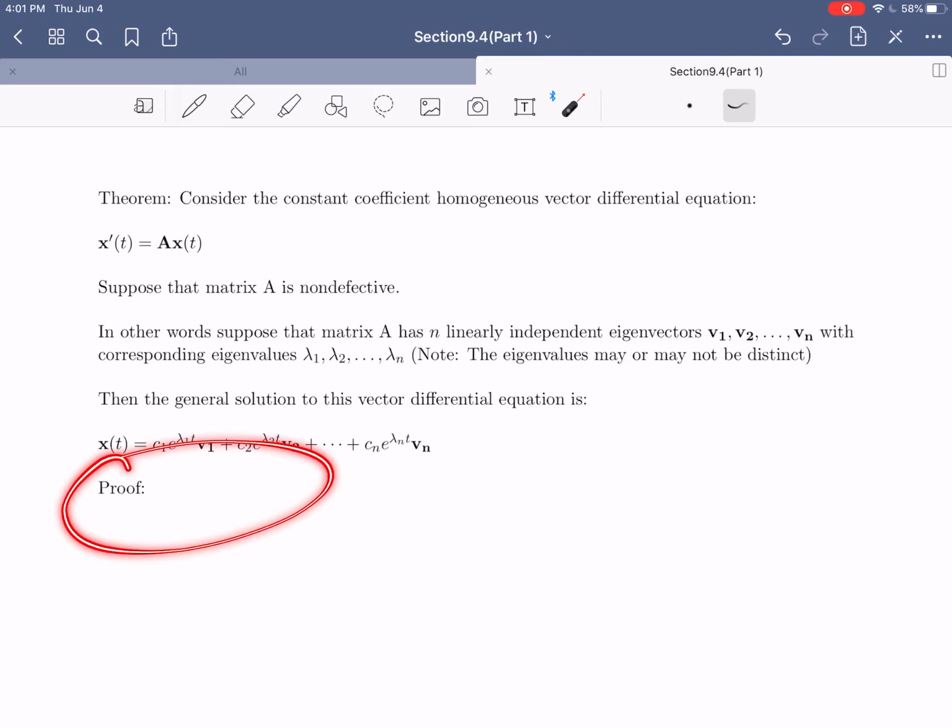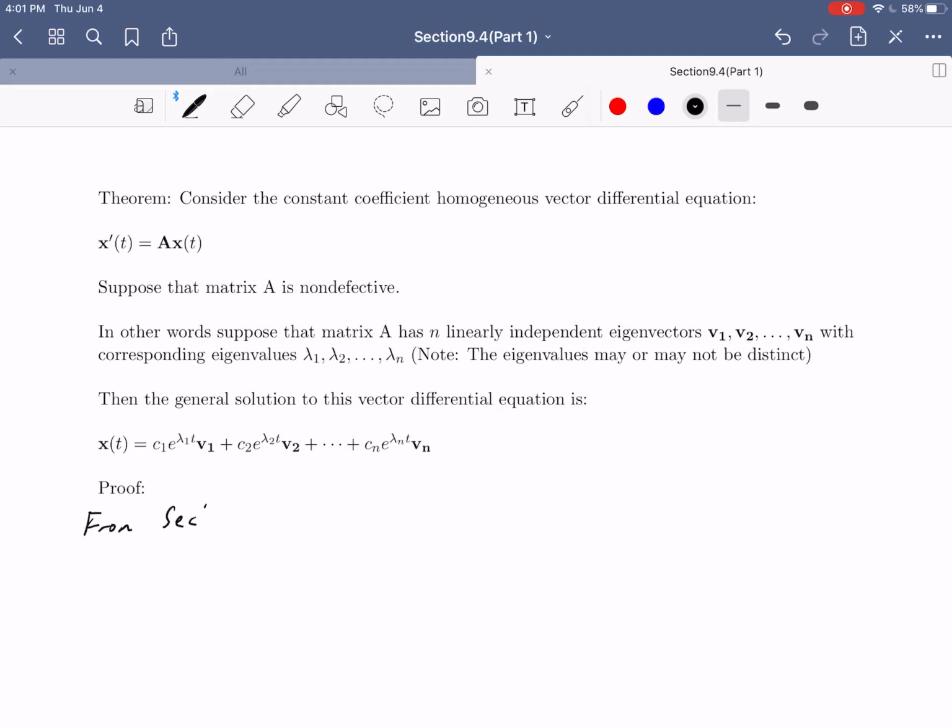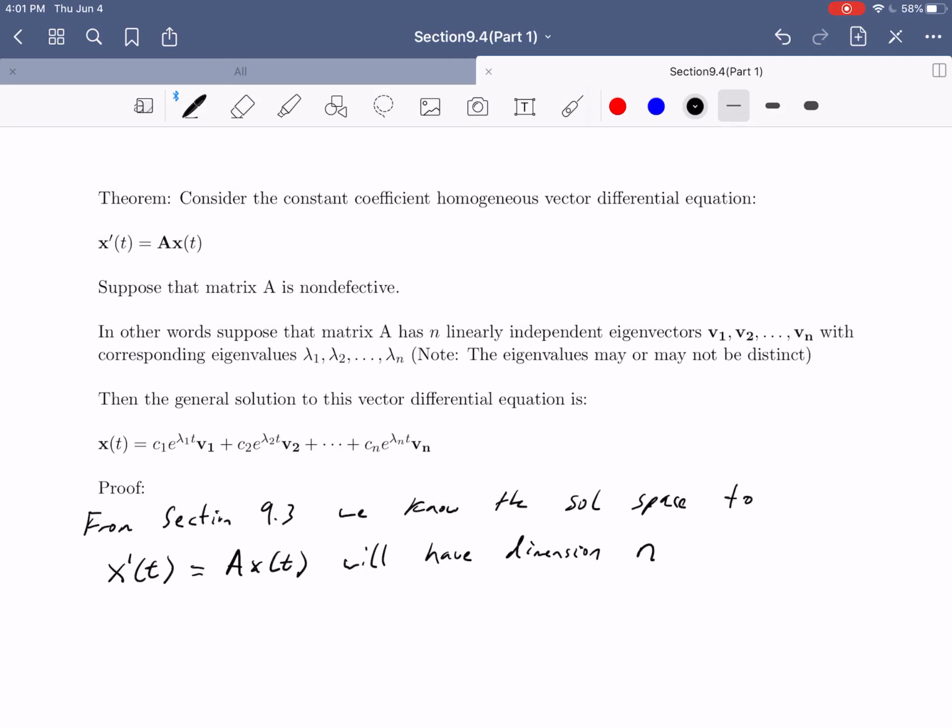So we're going to prove this. How are we going to prove this? Well, we already know from our work in section 9.3 that the solution space to x prime of t equals A x of t will have dimension n.